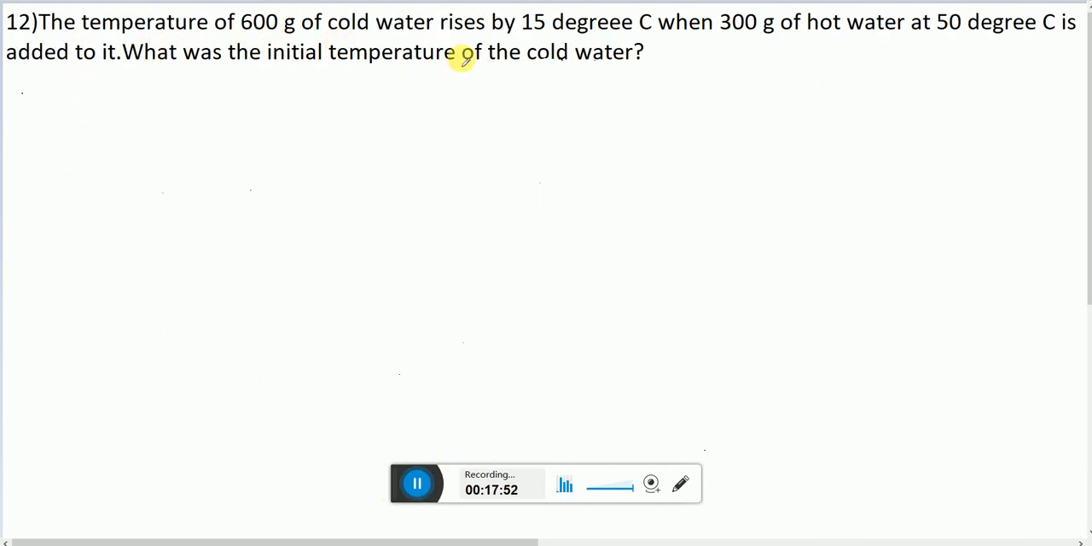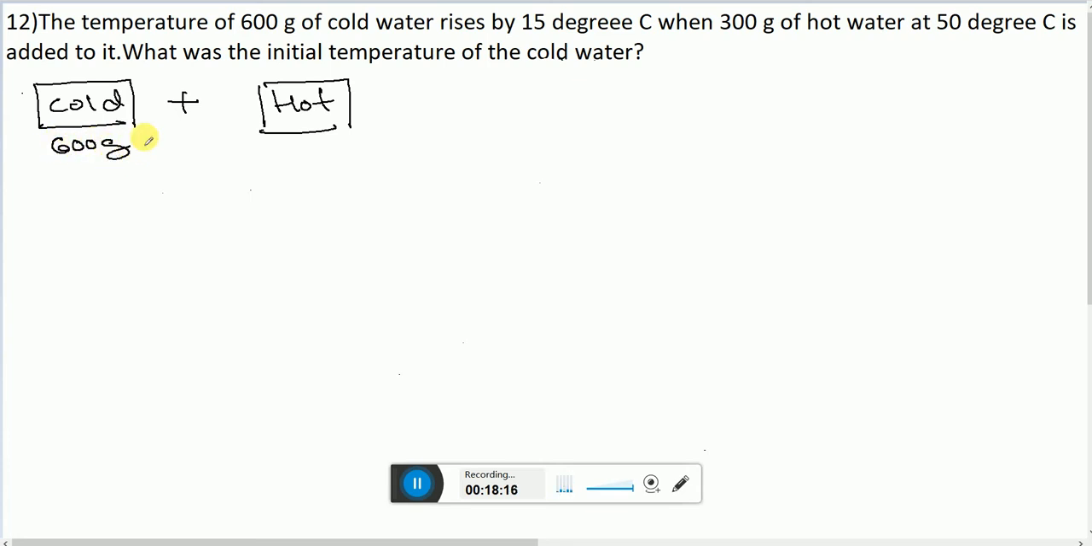The temperature of 600 gram of cold water rises by 15 degree when 300 gram of hot water is added to it. So, for our assumption purpose, this is cold water and this is hot water. These two are added together, right? So, mass of cold water is 600 gram. Temperature difference for this is given as 15 degrees centigrade. It's mentioned it rises by 15 degrees. So, temperature difference for cold water will be 15 degrees centigrade.